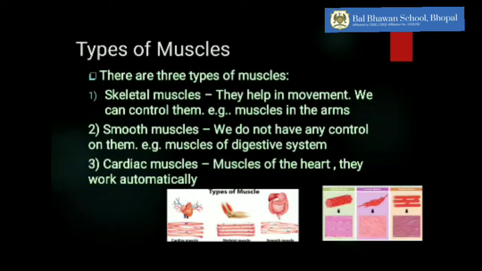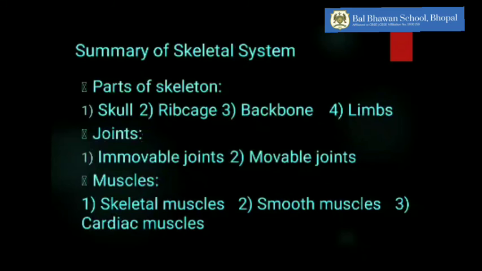The third type of muscles are cardiac muscles. These are the muscles of your heart. The heart works all the time, pumping blood to different parts of the body automatically, whether we are awake or asleep. This is because of your cardiac muscles. Now, I hope you have understood the muscles portion.